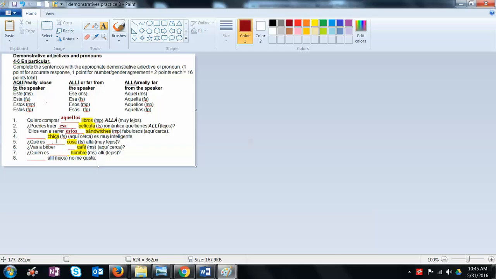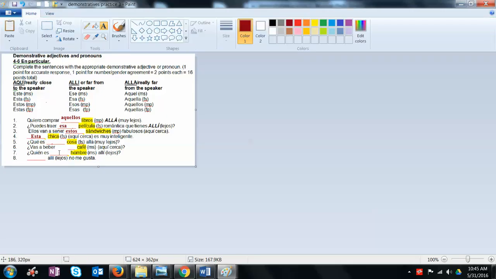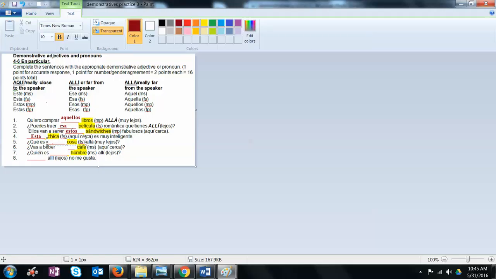Blank chica, aquí cerca, es muy inteligente. So I'm going to go in my aquí column. If it's chica, I'm going to use esta. This girl right here is very intelligent. ¿Qué es blank cosa allá muy lejos? What is that thing? And it's allá muy lejos. So I'm going to go over here, and I'm going to make it match cosa, which would be aquella.